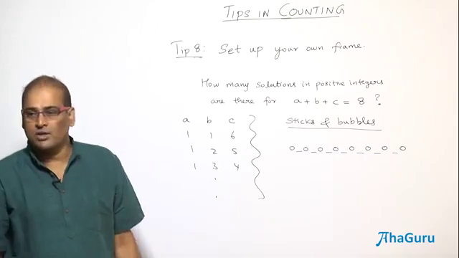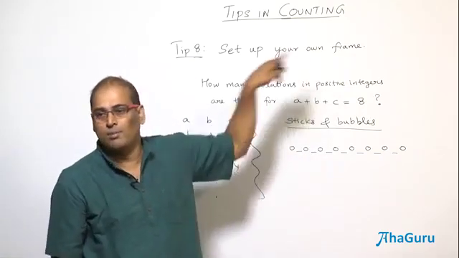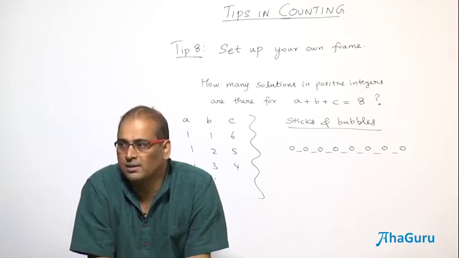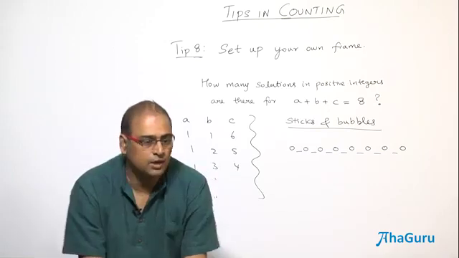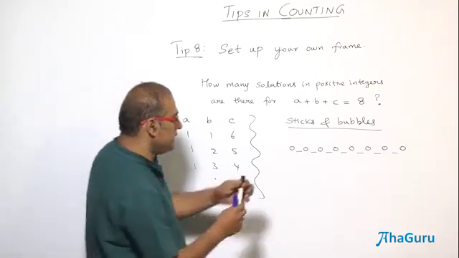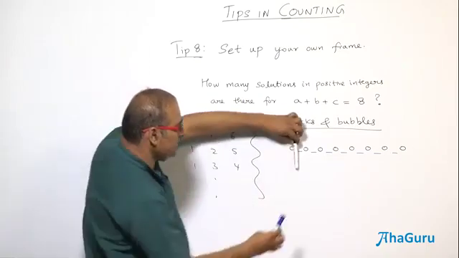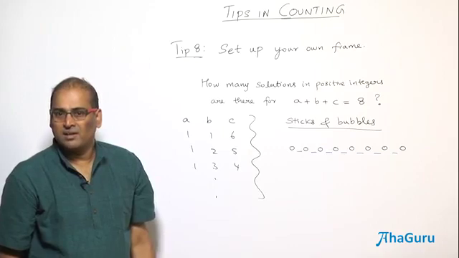Therefore, the number of ways I place these 2 sticks is equivalent to the number of combinations of A, B, C. So the problem is changed to a new frame. Are you able to understand or not? Is it clear? So if it is 1, 1, 6, it's this. 1, 2, 5 means this. Are you able to understand?